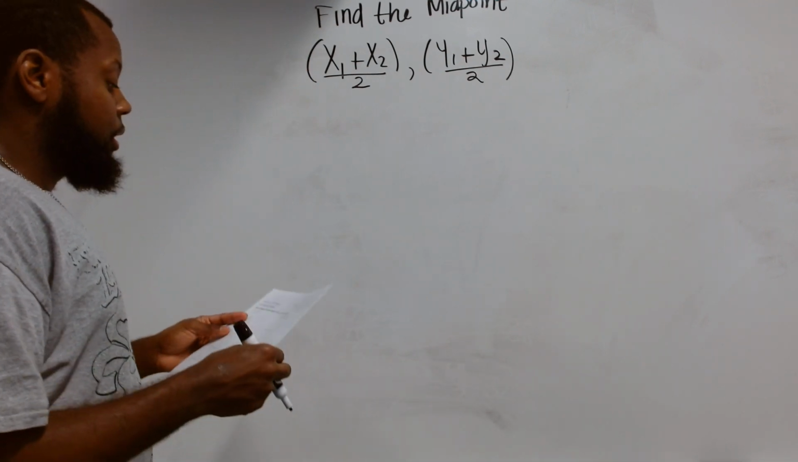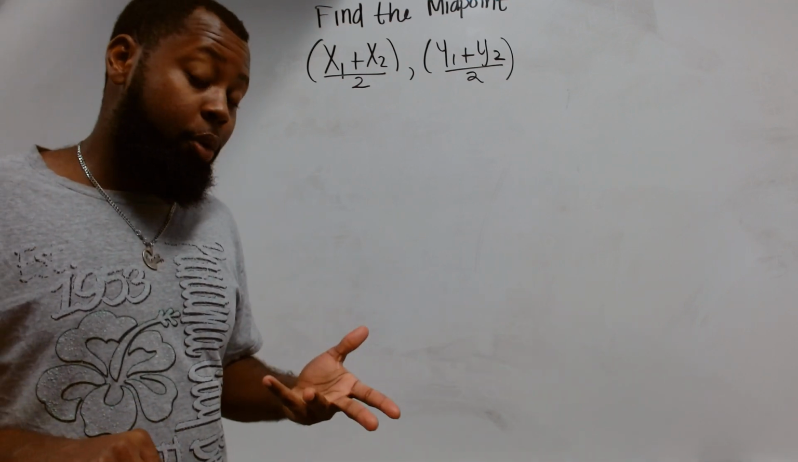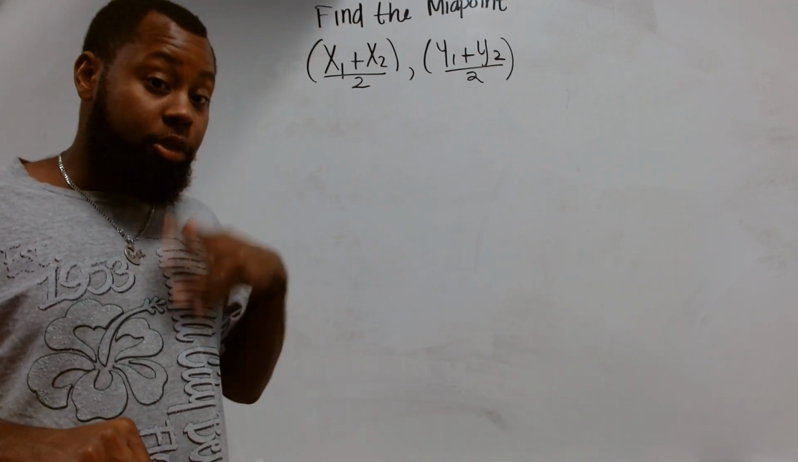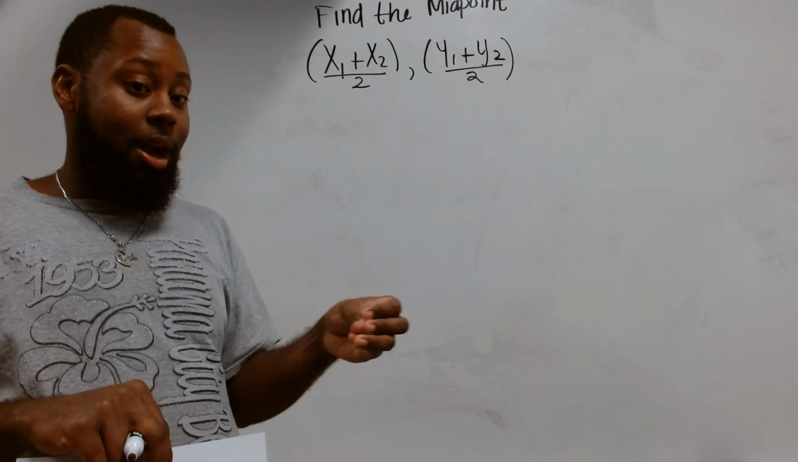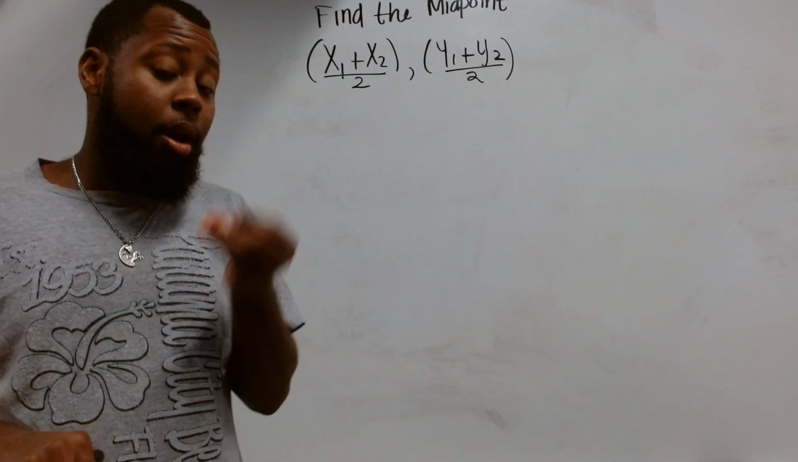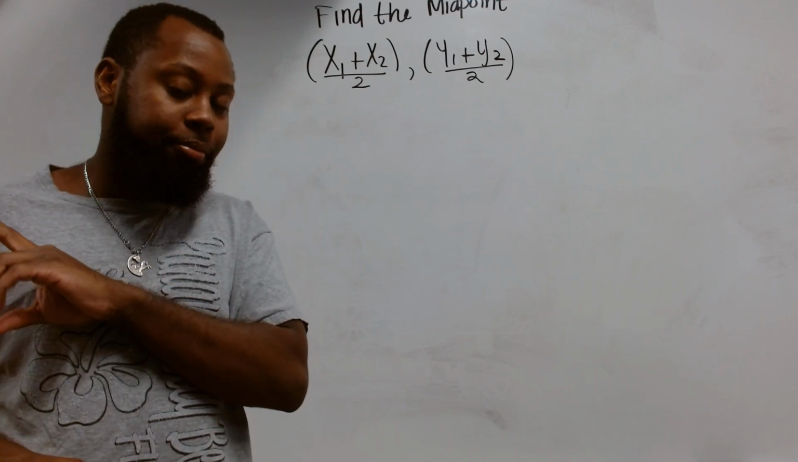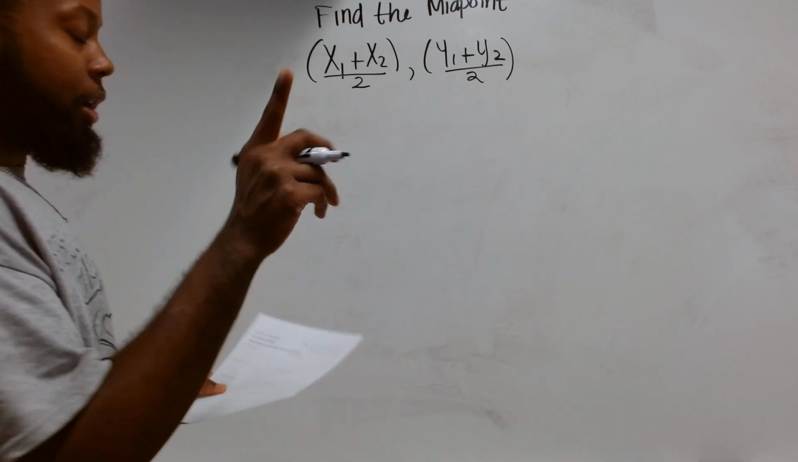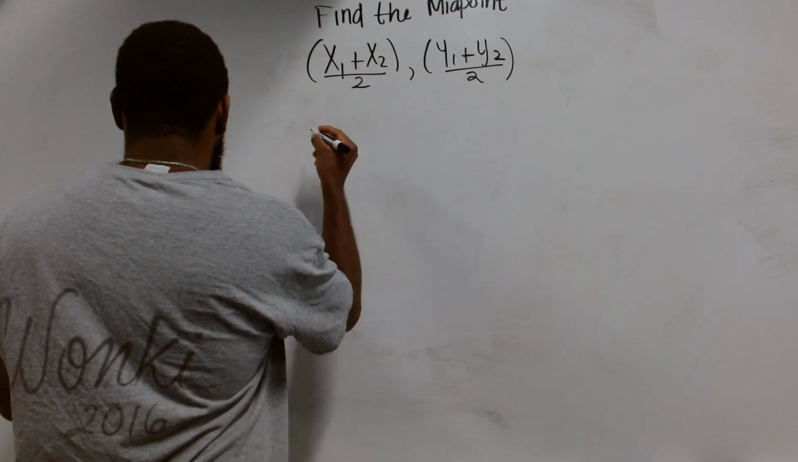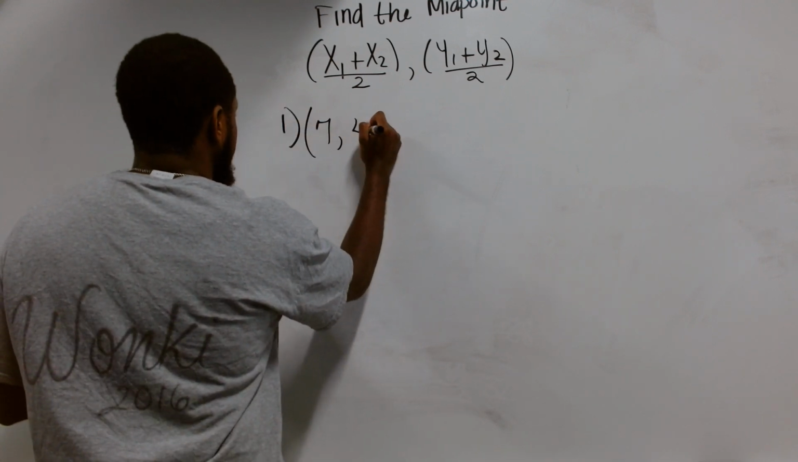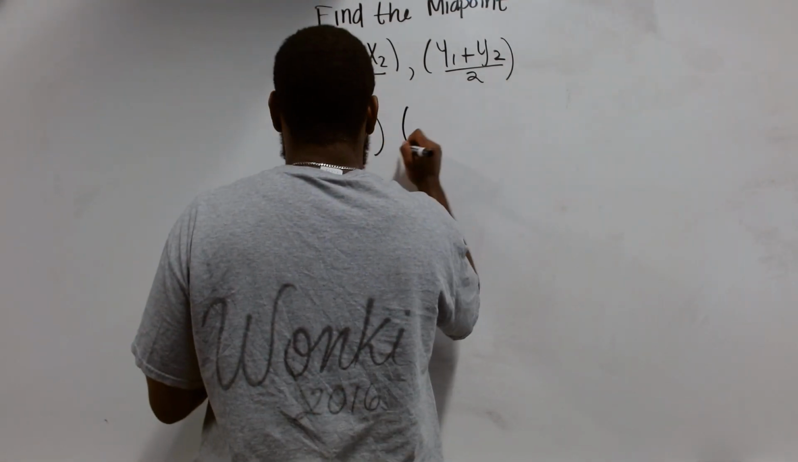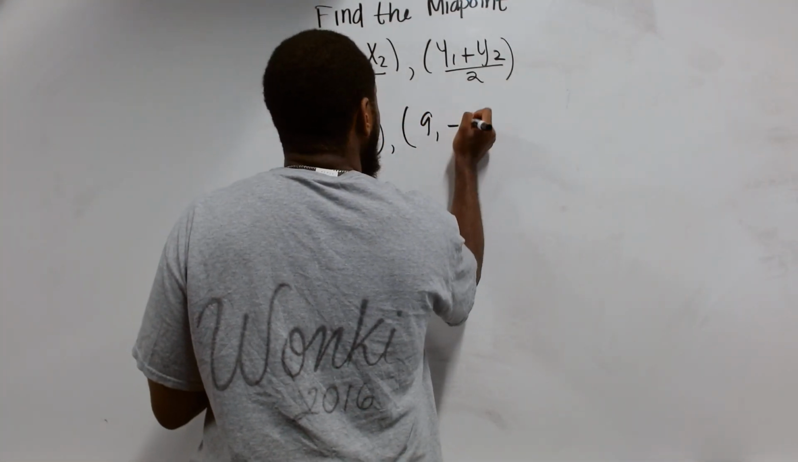Now, I gave y'all an assignment on coordinate planes. You should all know what an x1 is, what an x coordinate is, what a y coordinate is. If you don't know, pause this video, go find out. Okay? And also pay attention, because I'm also doing it as well. Let's go ahead and start with the first question. We have 7, 4, and we have 9, -1.